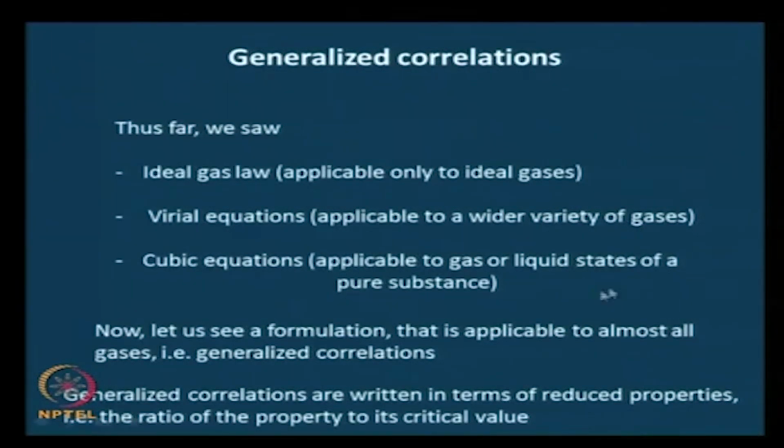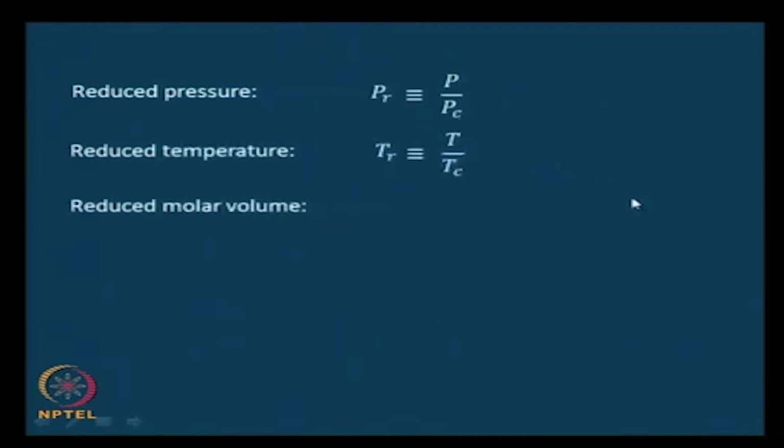So, the generalized correlations are written in terms of the reduced properties, and the reduced property was nothing but the ratio of the property to its critical value. For example, reduced pressure was PR, which is defined as P by the critical pressure Pc. Similarly, reduced temperature and the reduced molar volume.